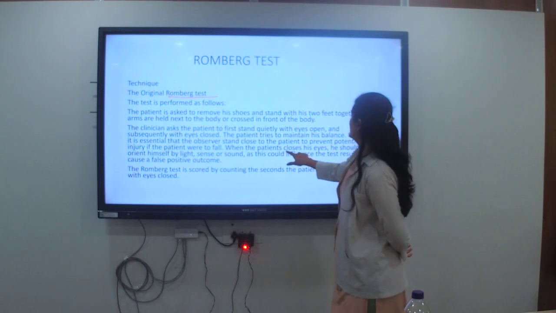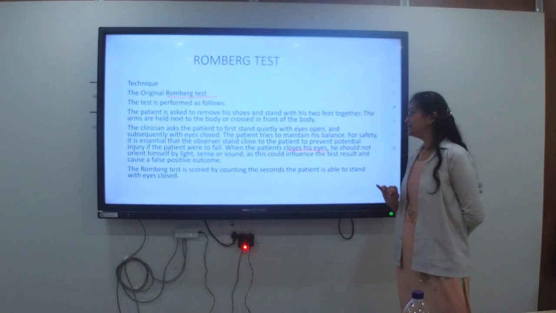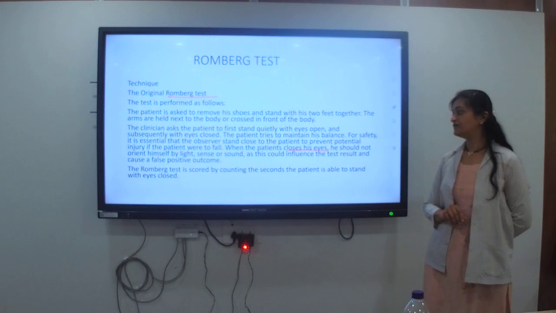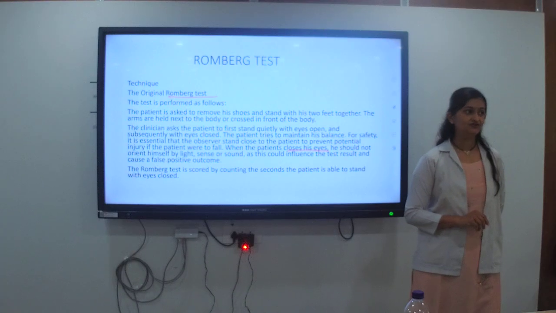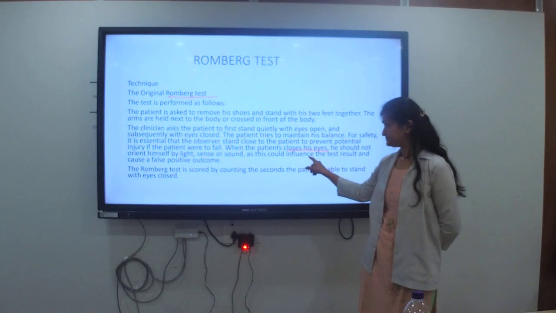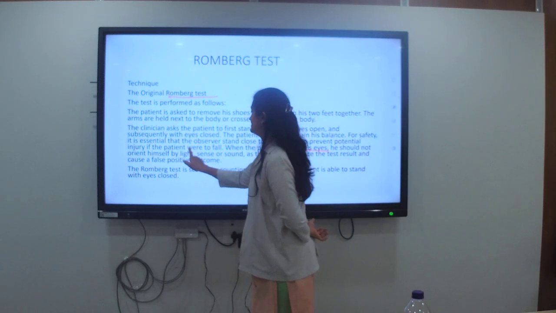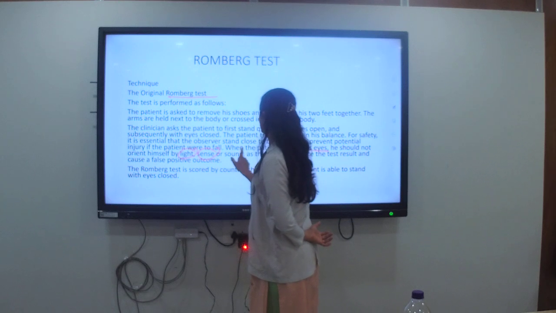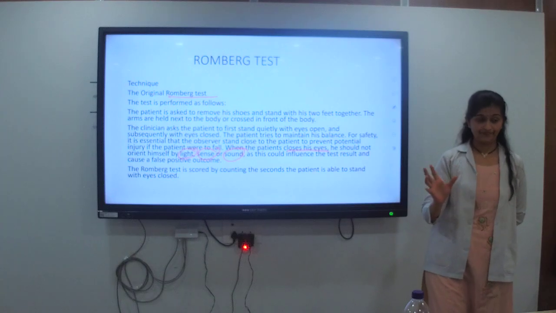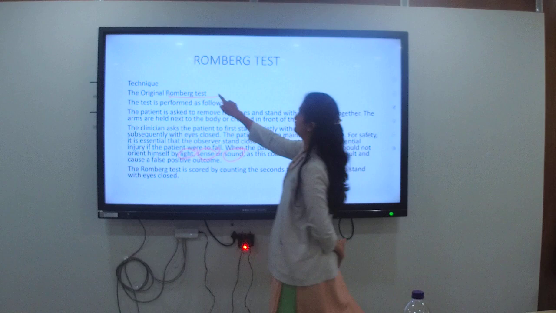When the patient closes his eyes, he should not orient himself by light, sense or sound, as this could influence the test and result in a false positive outcome. So whenever the eyes are closed, the important thing to see is that the patient should not orient himself by these three things: light, sense and sound. And you have to look for faults or sway of the patient. If found, then Romberg's test is positive.